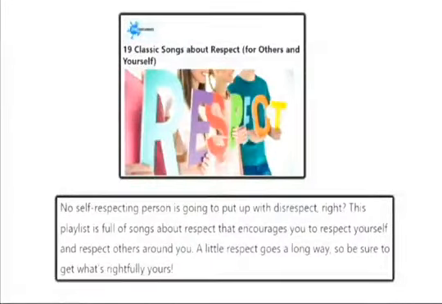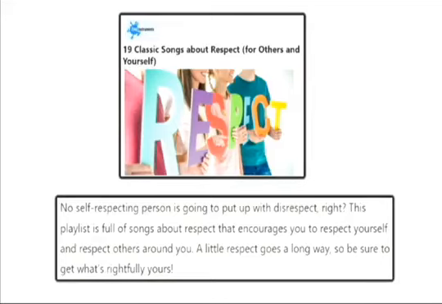This is an article online. It says 19 classic songs about respect for others and yourself. Now, this is their idea of what respect is. Remember, this is not the peaceful solution idea, but this is what they're learning from the songs. I'm only going to show you a couple of them, but these are their words. It says, no self-respecting person is going to put up with disrespect, right?